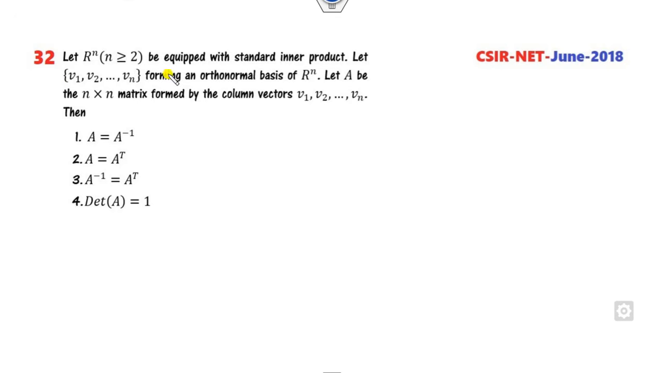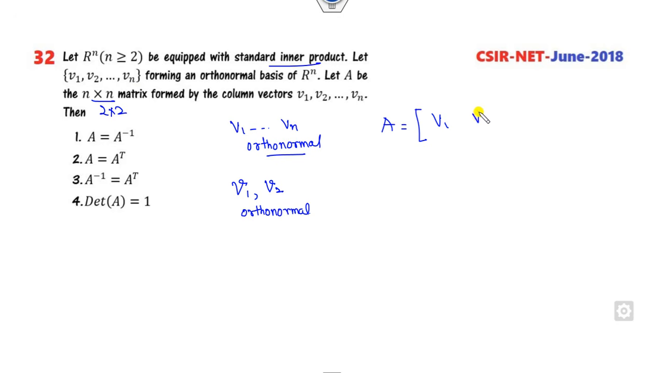Okay, look at this one. R n is my standard inner product. V1, V2 are orthonormal. Fine. A again is an n cross n, so firstly I can take it as a 2 cross 2. It means my V1 and V2 are orthonormal. Fine. Then the matrix A is formed by V1 and V2.